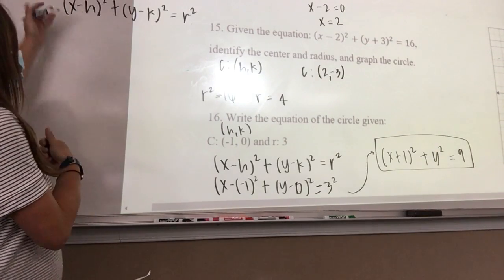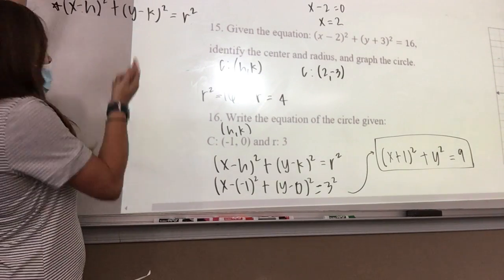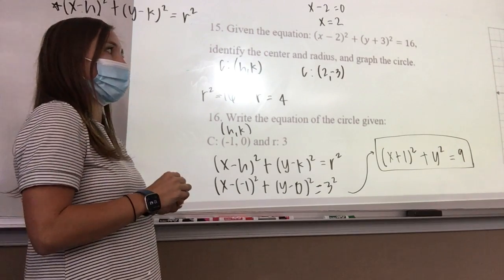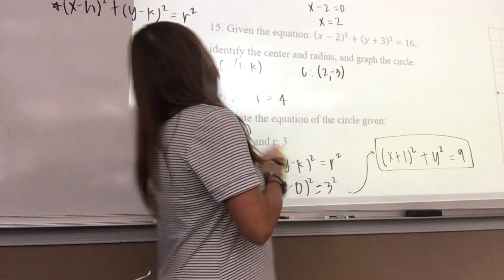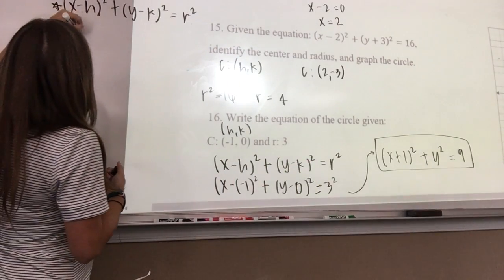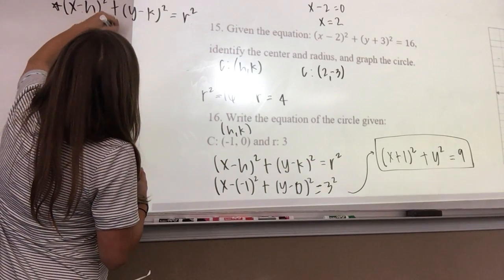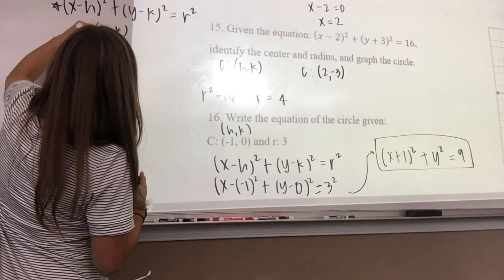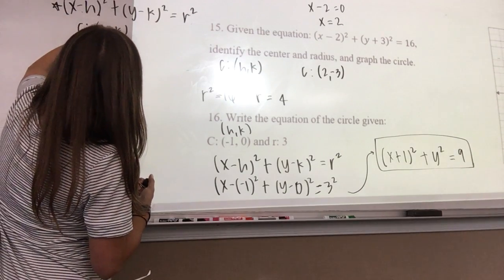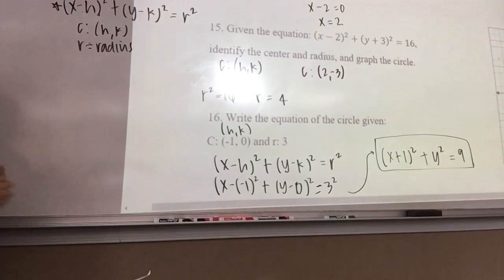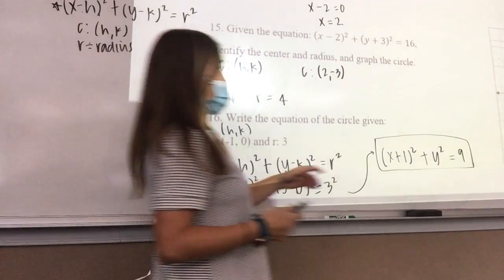So I'm going to just start this because maybe this is something you decide to write on your note card. It's up to you. If you write it on your note card, maybe write context, like the center is (h, k), the radius is r, whatever.